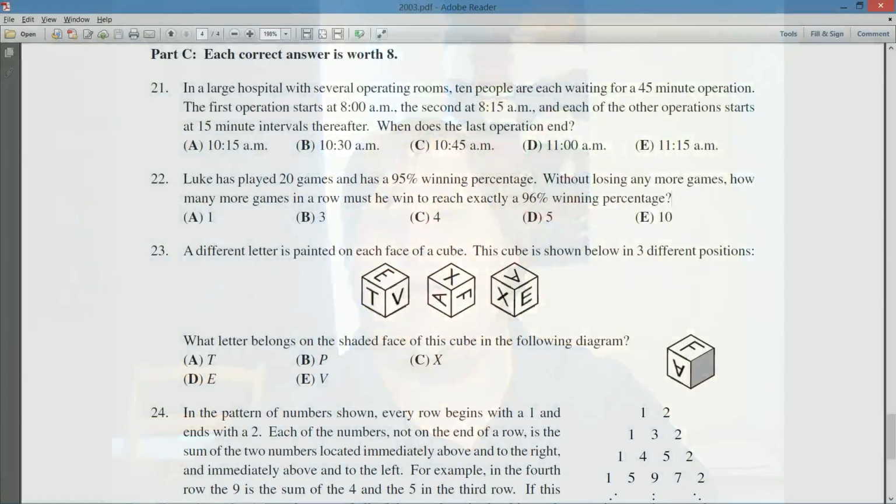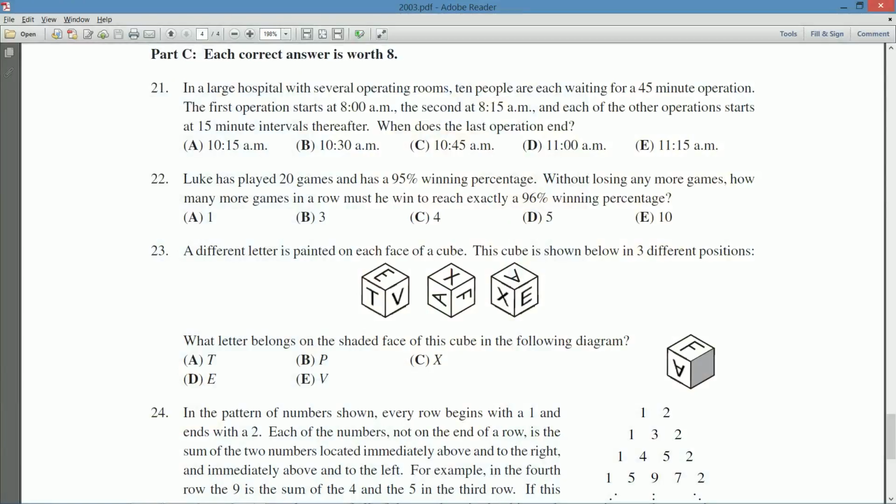Okay? So, what we need to do is figure out a way to calculate what his average is based on the number of games that he wins in a row from now on. So after his 20th game, then we start counting. So we'll say Luke won X number of games. He wins X more games. And we can figure out his winning percentage based on that X. And then we can set that equal to the 96 that we want. And hopefully we can rearrange and solve for X. And X will be one of our 5 choices. 1, 3, 4, 5, or 10. Okay? So let's see how to go about doing that.